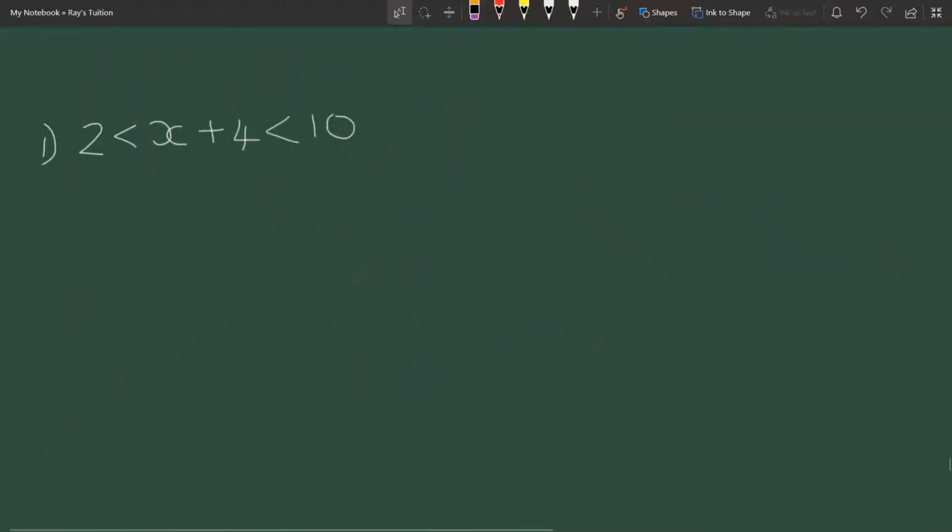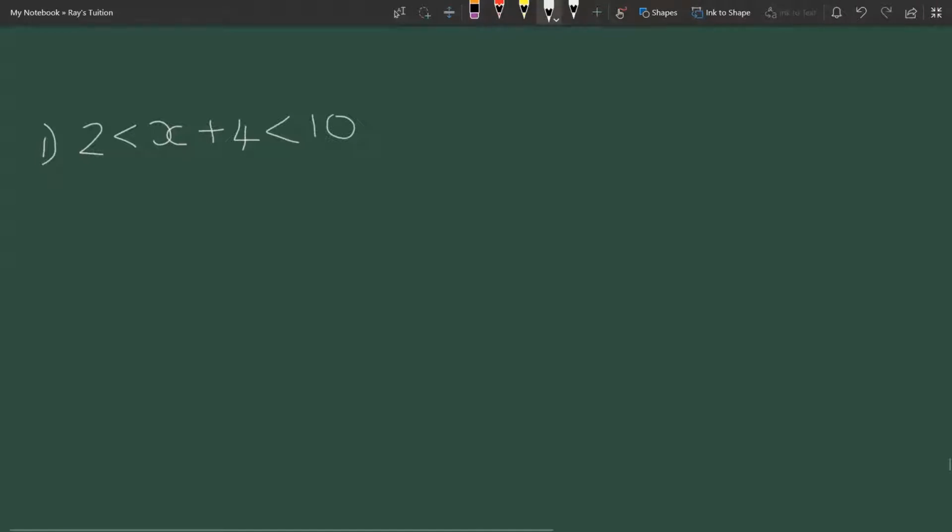So let us start with the first one. The main aim of this is to get x by itself. So we're going to remove what's attached to the x, but instead of moving it over to one side, we move it over to both sides, and the signs of both of the elements then change. So let us do it step by step.